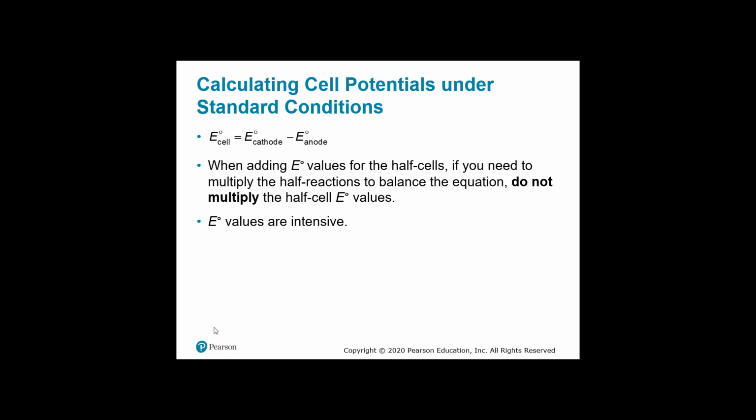Okay, so here we're looking at calculating cell potentials under standard conditions. So we're going to take our values, look at the half cells, and then we're going to be able to see what we can do through the difference of the cathode and the anode.